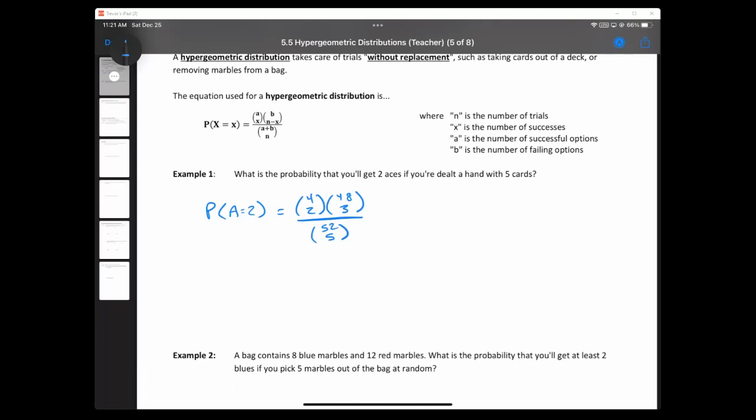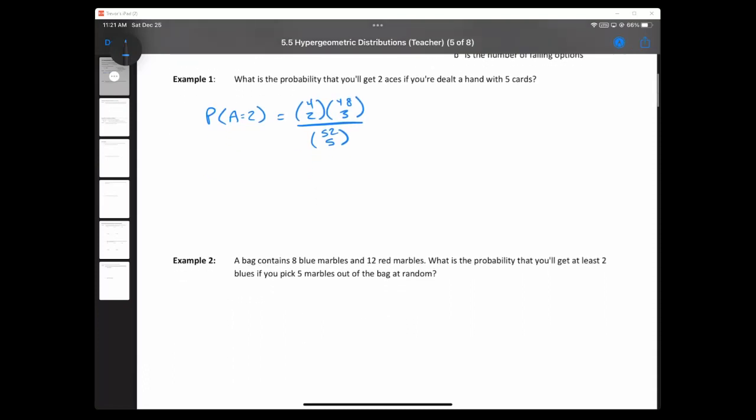So you don't have to worry about using that equation if you understand how it works. Again, basically just using stuff from last unit.